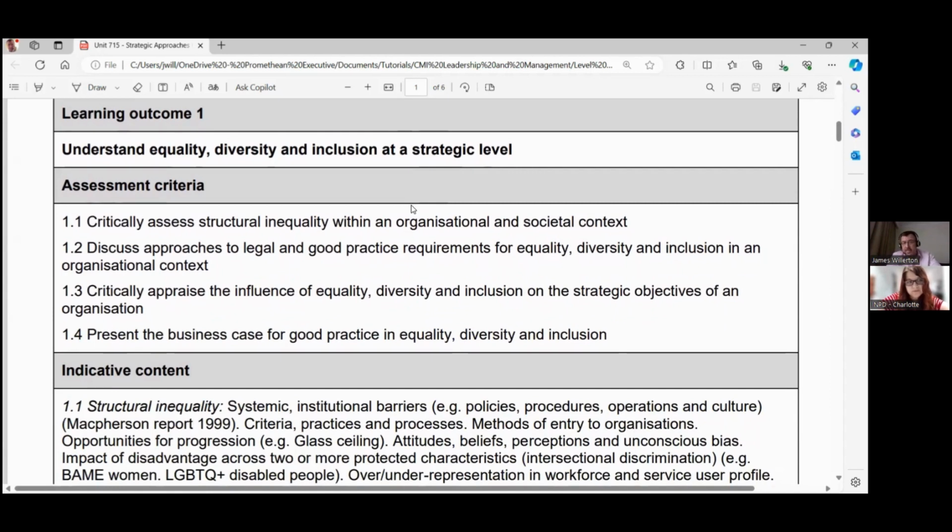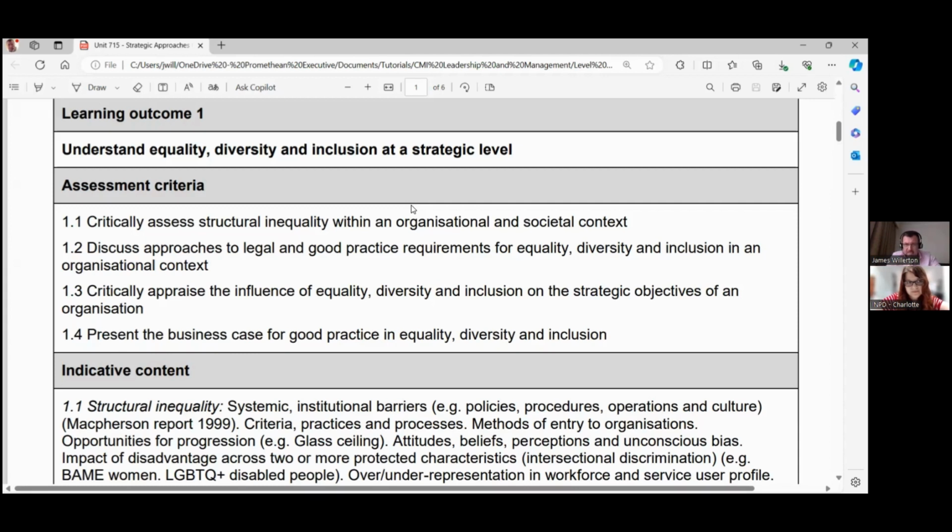Learning outcome one then is understanding equality, diversity and inclusion at a strategic level. As with most of the assignments here, what we are looking for is a general appreciation for the topics at hand, and to set the foundations upon which we're going to build an actual strategy in our organizations for improving or installing ED&I where we are. So that's where we're at with this one. It's the foundational part.